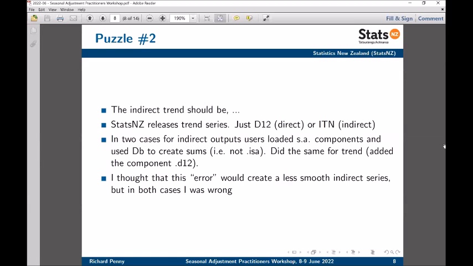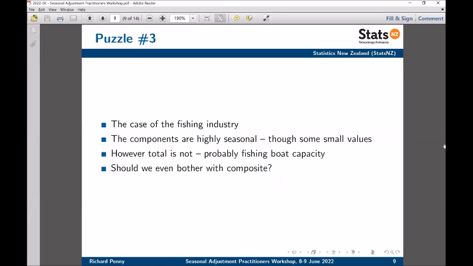So when they said they were doing this, I thought, oh, well, this is going to cause a problem because you've got all of these, say maybe 10 D12s, all going all over the place. And so I thought adding up the D12s, you'd get a less smooth series, but in both cases I was wrong. When they added the D12s, they got a smoother series, so go figure, it's a puzzle.